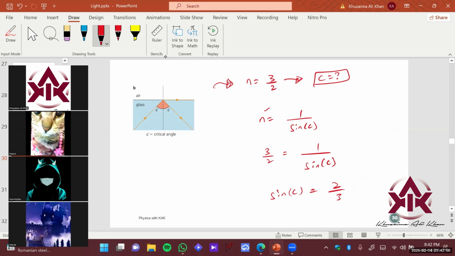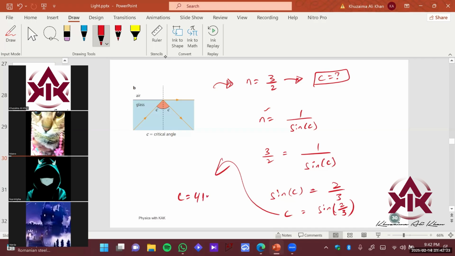How do you remove the sine here? You basically take the inverse, right? This is going to be sine inverse of 2 over 3. And if you calculate this using a calculator, your value of critical angle is going to come out to be, so sine inverse 2 upon 3, your calculator should be in degree mode. So sine inverse 2 upon 3 is going to give you 41.81 degrees, right?